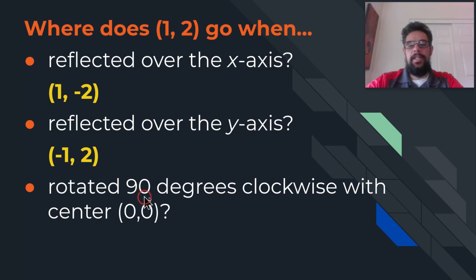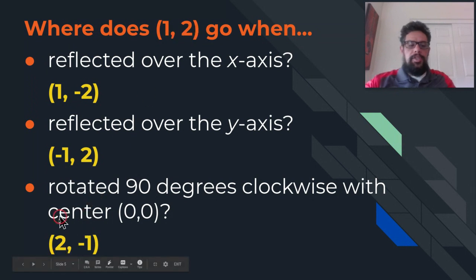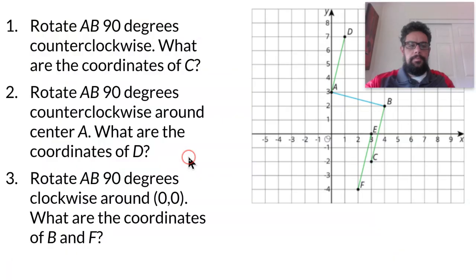Okay, rotated 90 degrees clockwise with a center 0, 0. This is one that we saw. Notice how the points change. We'll do more examples like this. Notice how this became x and y switch, and this one you change the sign. That's kind of like what we did here.